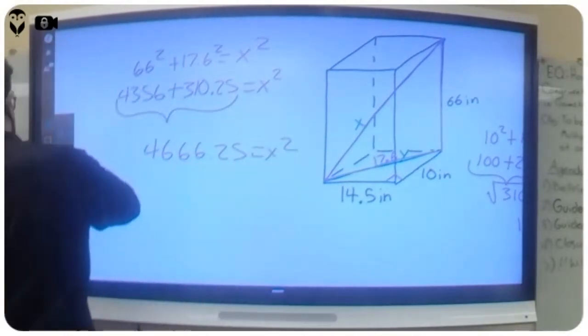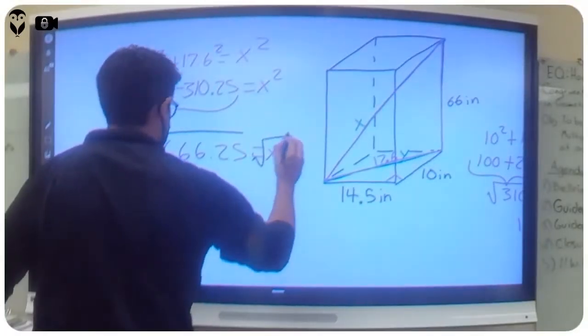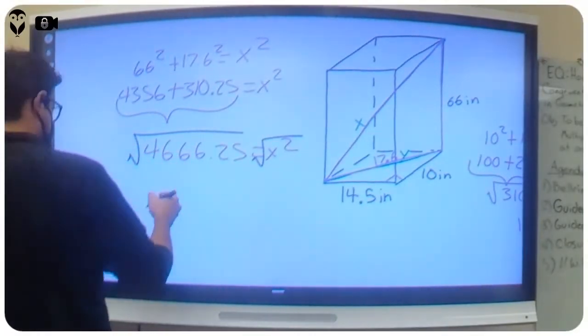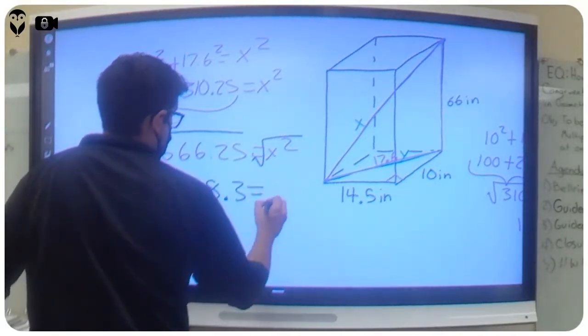How do I get rid of the x squared so I can leave the x by itself? I square root both sides. And my final answer for this one is going to be 68.3 equals x.